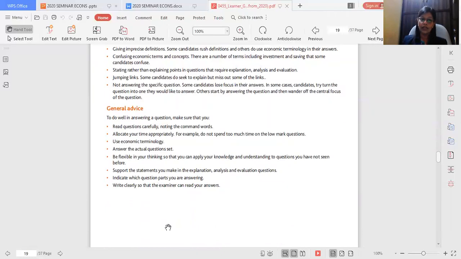These are some general advice. Read the question carefully, allocate your time appropriately, answer the actual question set, be flexible in your thinking so that you can apply your knowledge. Support the statement, indicate which question you're answering, and write clearly so the examiner can read your answers. Your handwriting, be careful with that. I know you will start writing as much as you can. The more you write, the more you gain. I always say that. In economics, always remember, people, the more you write, the more you will gain. So play smart. I hope you all can manage your time.